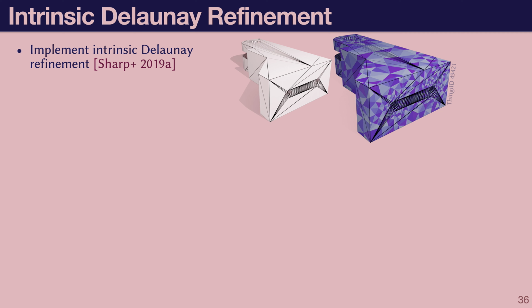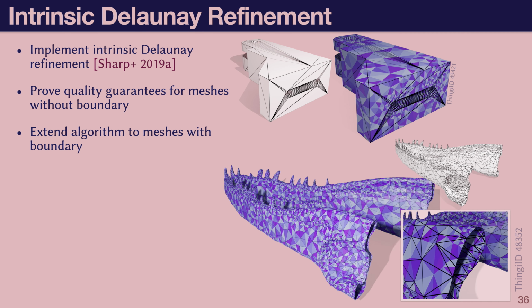Here, our data structure acts as a drop-in replacement for the signpost data structure. We also prove, for the first time, that intrinsic Delaunay refinement produces triangulations with quality guarantees analogous to the planar case when run on meshes without boundary. And we extend the intrinsic algorithm to run on meshes with boundary, which were not previously supported. Unfortunately, we have not proven any quality guarantees on such meshes, but we found that the algorithm works well in practice.